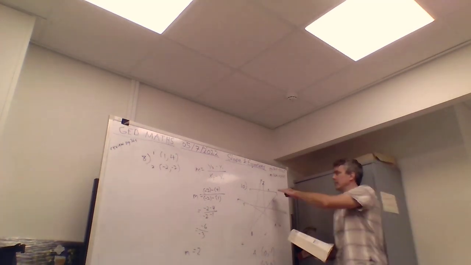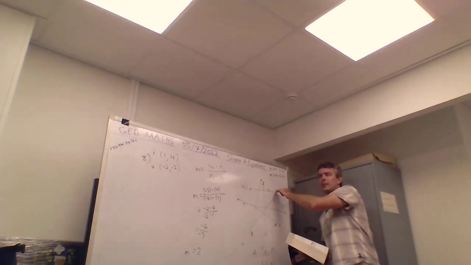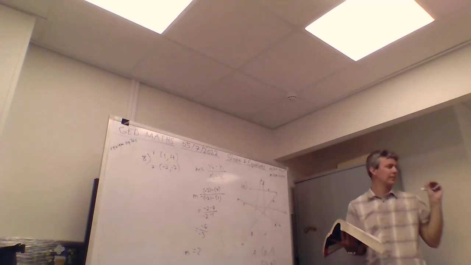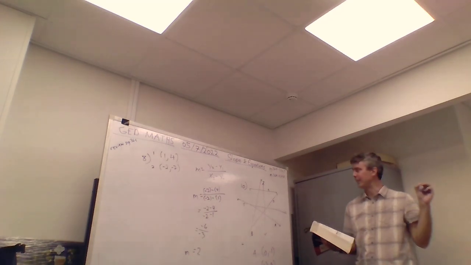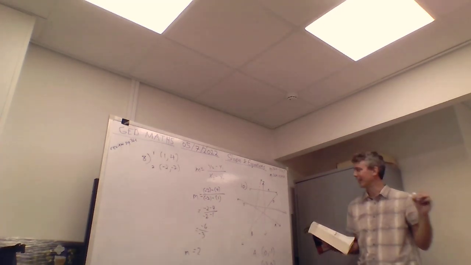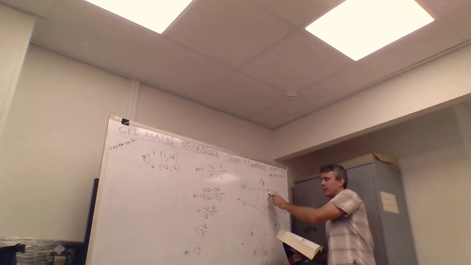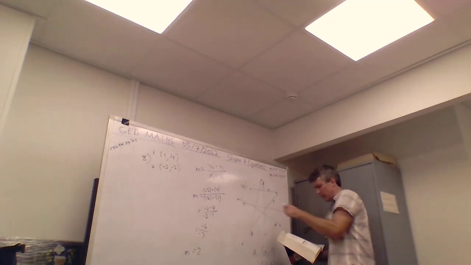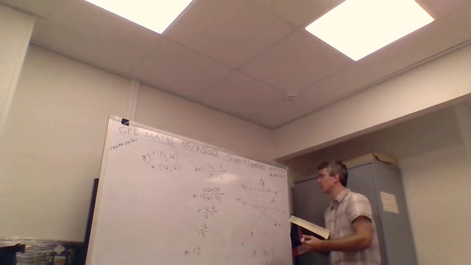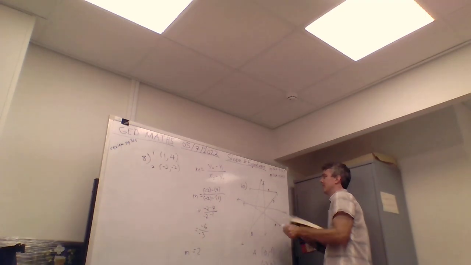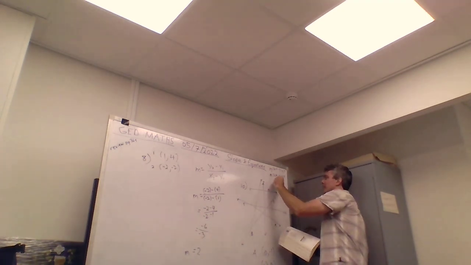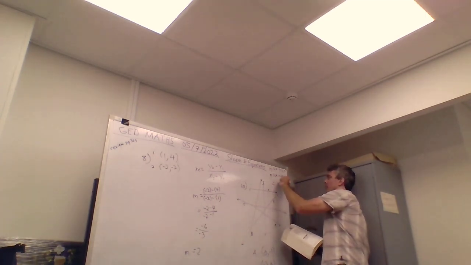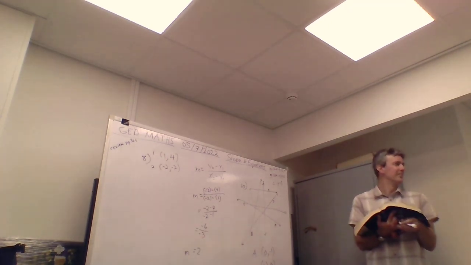And C, this actually here, the slope is 0. It's flat. There is no rise. Okay? So the equation for this is y equals, what is it? It's 1, 2, 3. Y equals 3. The equation for C is y equals 3. That's the equation.